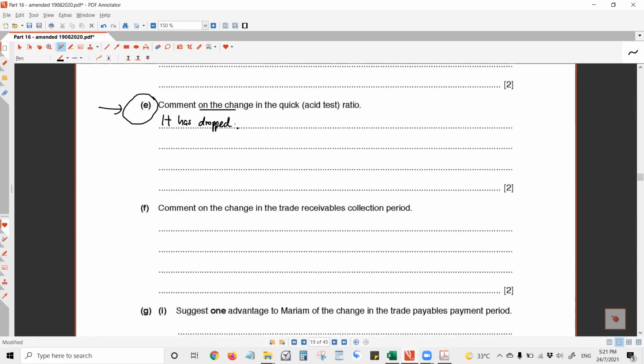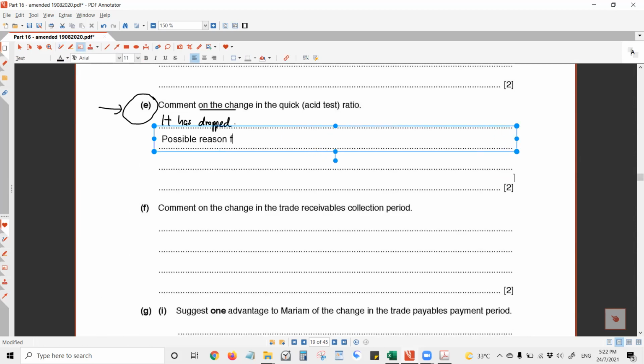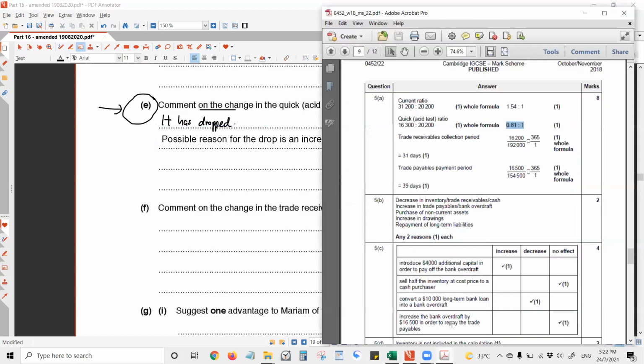Okay, so next we tell the possible reason why it has dropped. We can talk about the current liabilities. So the possible reason for the drop is an increase in current liabilities. Okay, while you're writing, let me see the mark scheme.